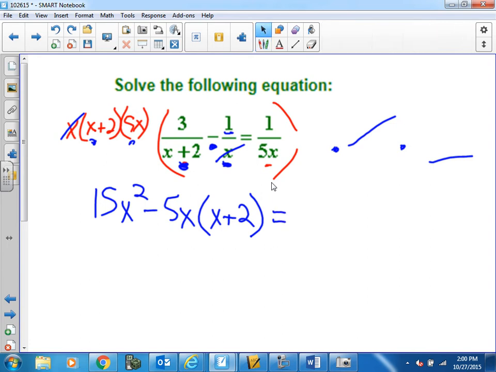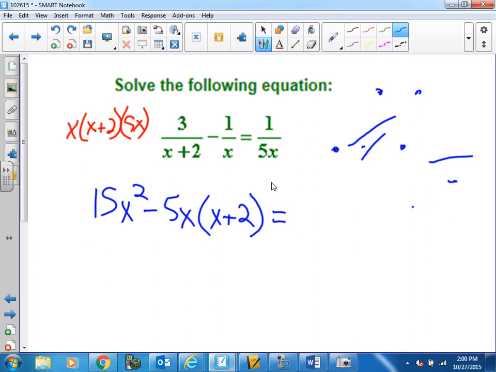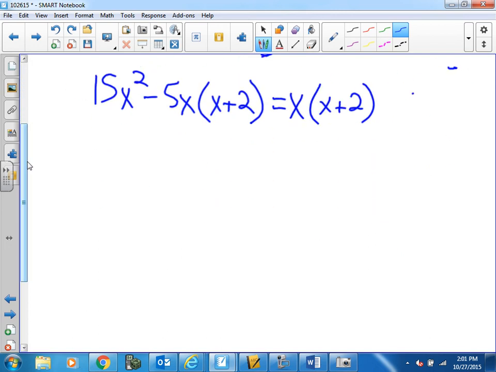Now we have to do the one on the right-hand side of the equal sign. So I'm going to get rid of these here. There we go. And get rid of this. There we go. Look at that. All right. So now, when you multiply this third part on the right-hand side of the equal sign, you notice 5x is being canceled with this. Now you have 1 times x plus 2. So we have x and x plus 2.